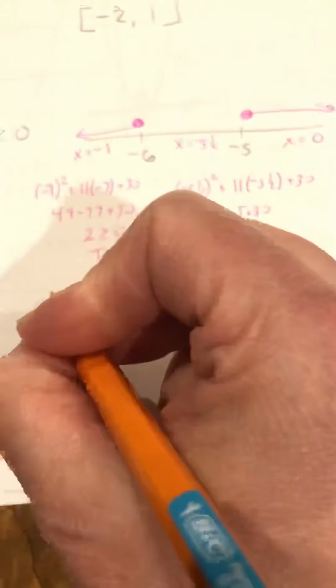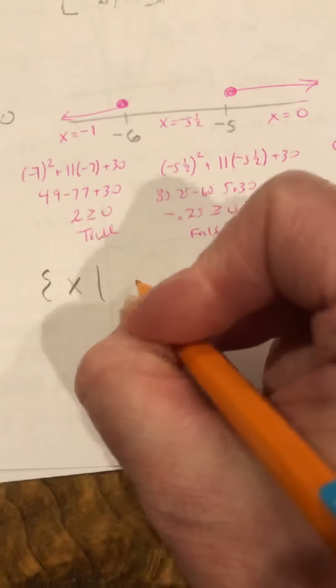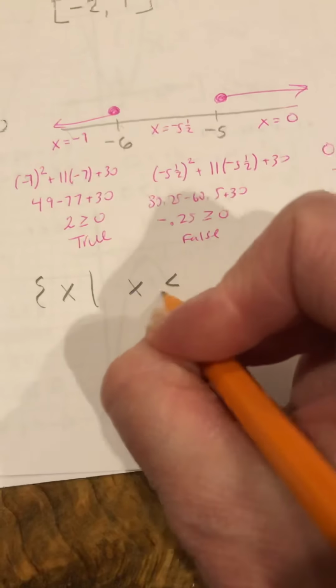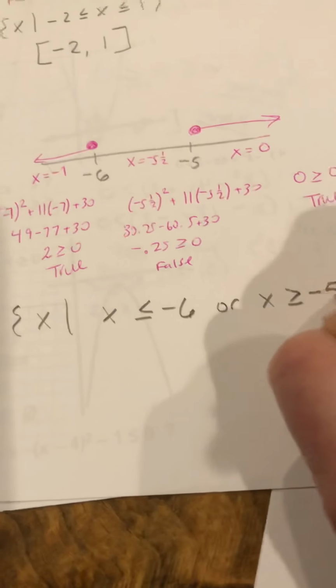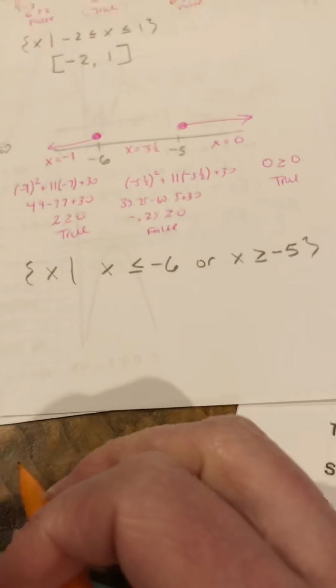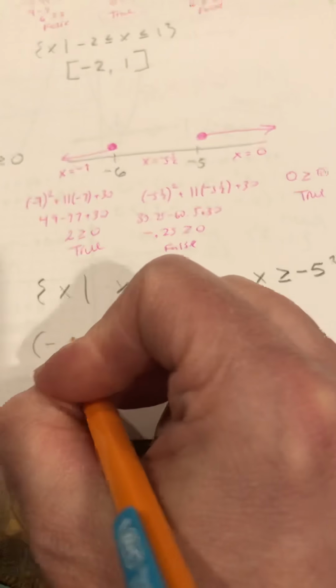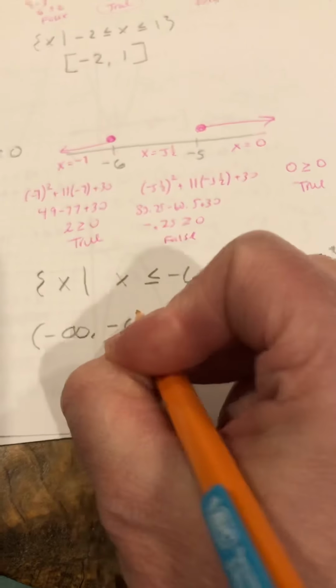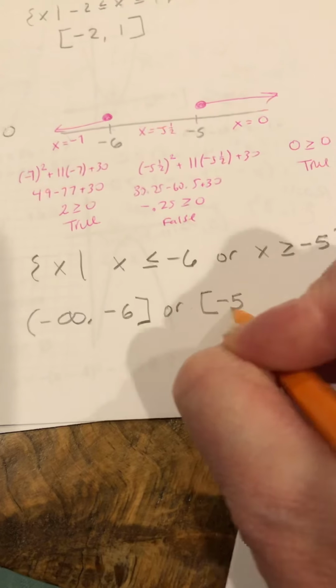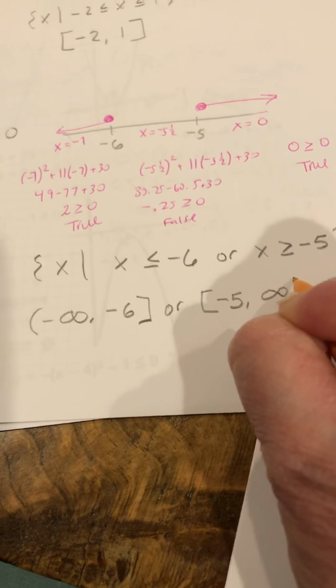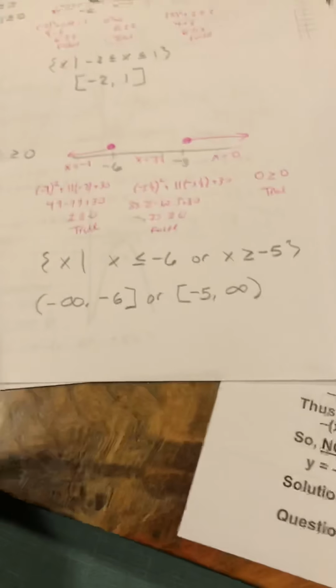So for set builder, I'm going to write x such that x is less than or equal to -6, or x is greater than or equal to -5. If I want to do my interval notation, you have two different intervals that you're going to write, and then write the word or in between to show that it has to be both of those.